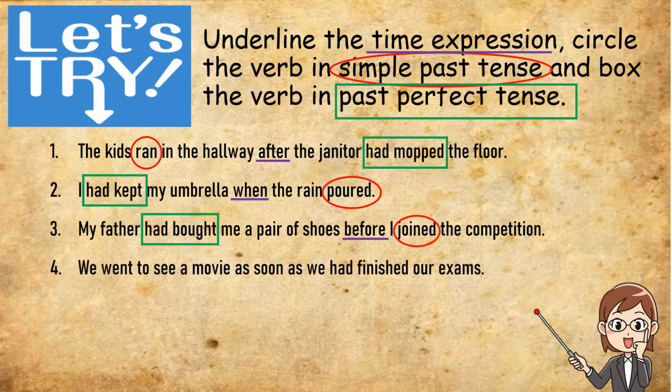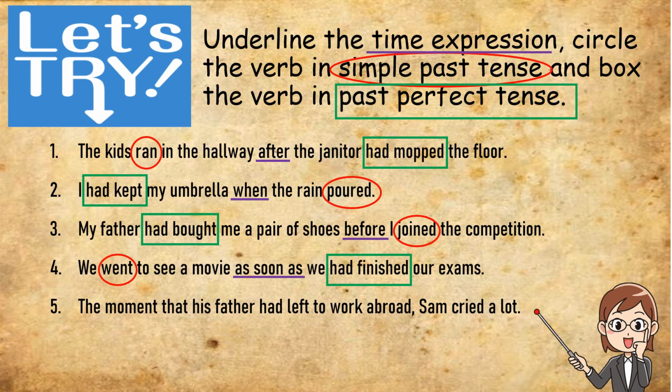Alright, number 4: we went to see a movie as soon as we had finished our exams. The time expression in the sentence is as soon as. The verb in simple past tense is went. Next, the past perfect tense is had finished. Let's have the last number, 5: the moment that his father had left to work abroad, Sam cried a lot. The time expression in the sentence is the moment that. And then the verb in simple past tense is cried. The verb in past perfect tense is had left.